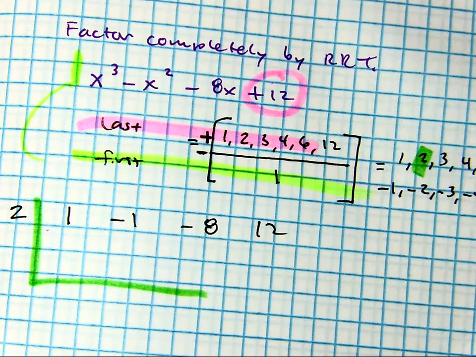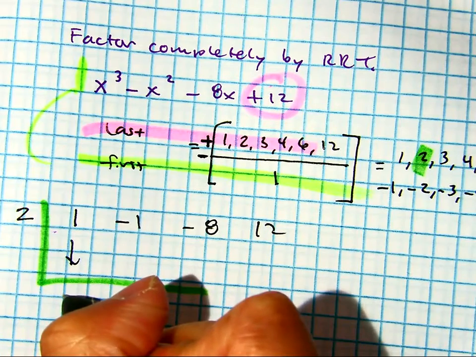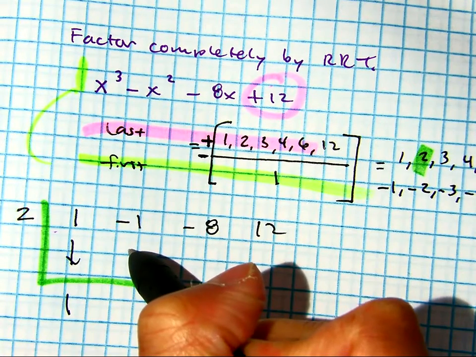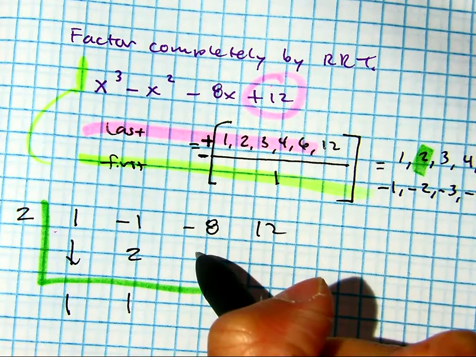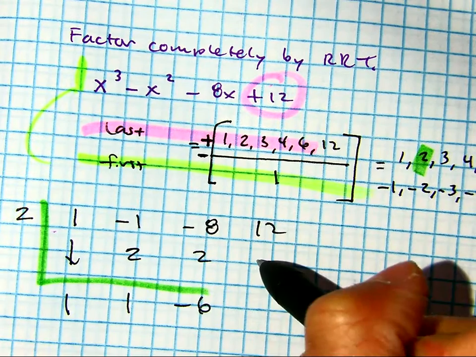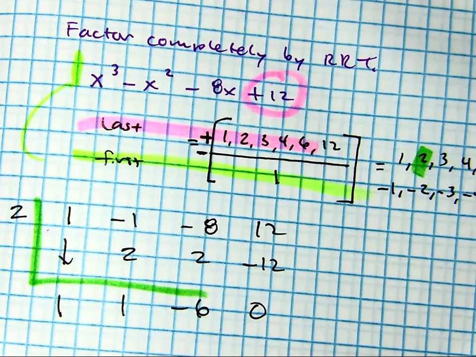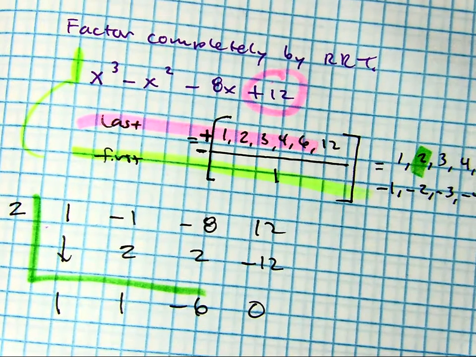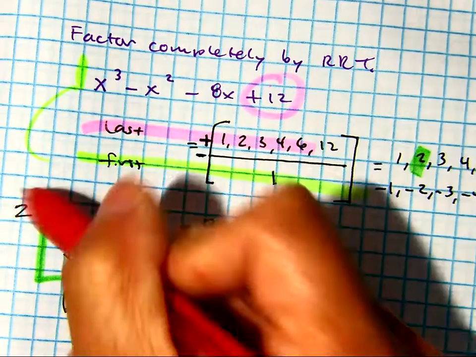Kevin? Yep. Kevin, what does it mean that this is a 0? So factor, right? By the factor theorem.